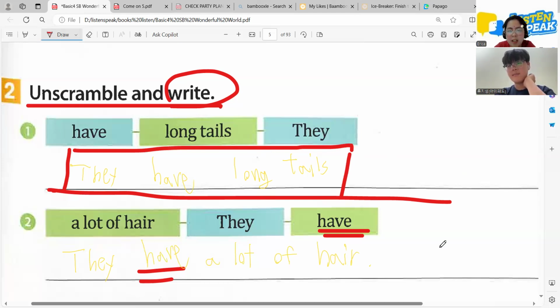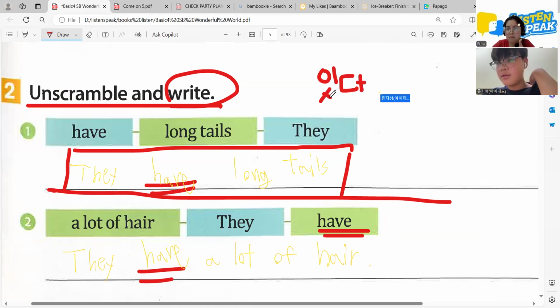Okay, how about this one? They have a lot of hair. 그들은 많은 머리카락을 가지고 있다. Okay, have. What is have in Korean? Have is like itta, right? Itta or isso in Korean? It's close to have. Like isso, right? Is it correct? Okay.